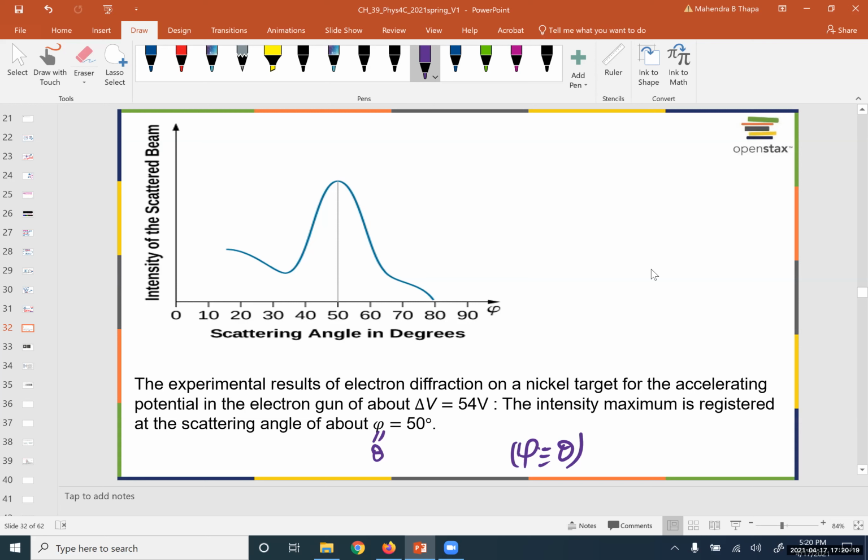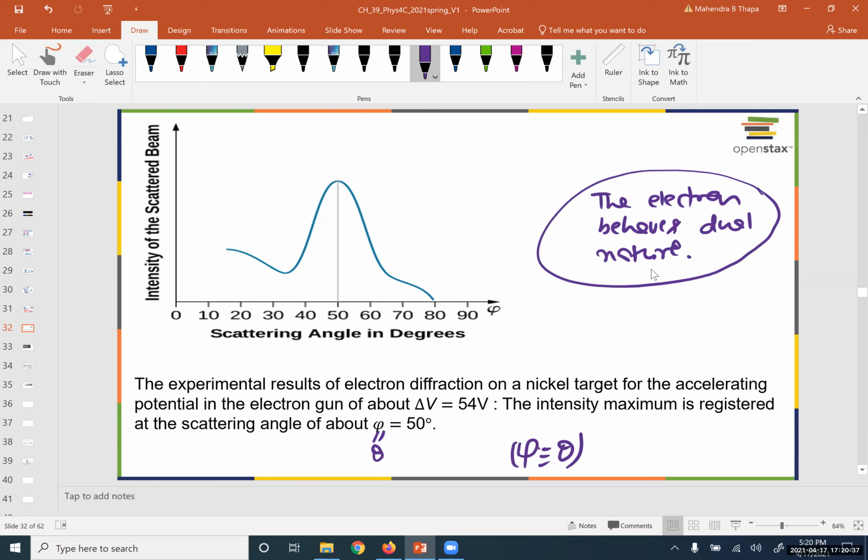So from this experiment, we can say that the electron behaves with dual nature. Okay, sometimes as a wave and sometimes as a particle, depending on the situation.